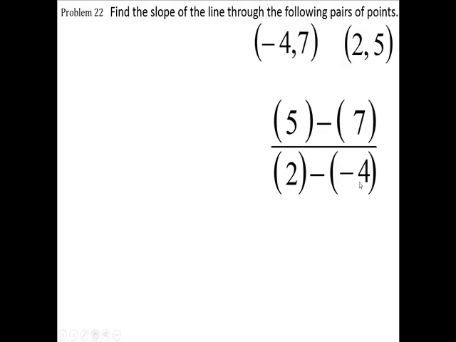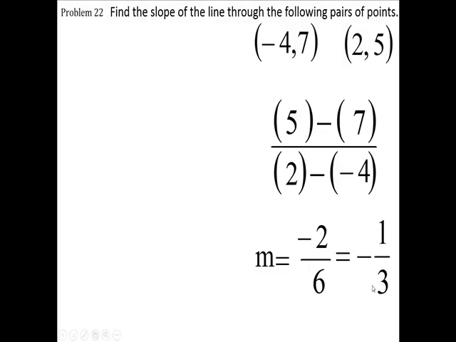Okay? All right, now I have 5 take away 7. So my slope now, 5 take away 7, and then we have 2 minus a -4. Minus a -4 is going to be a +4. So I have 2 plus 4 is 6, and so I have a negative slope. I can reduce both of these by 2. 2 divided by 2 is 1. 6 divided by 2 is 3. This answers my question, okay? What is the slope? -1/3.